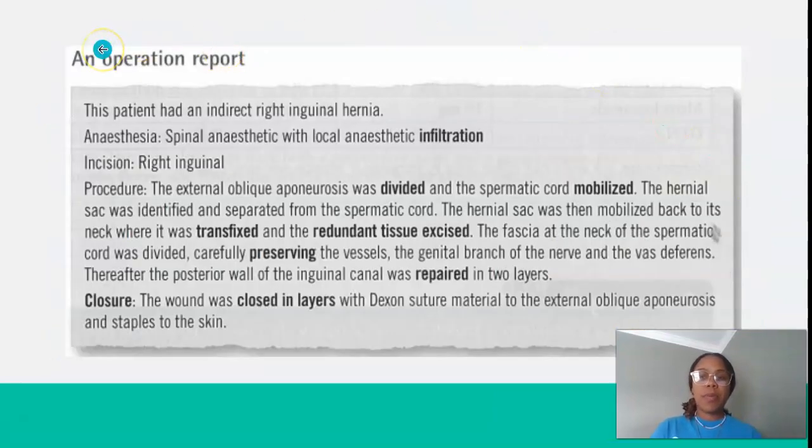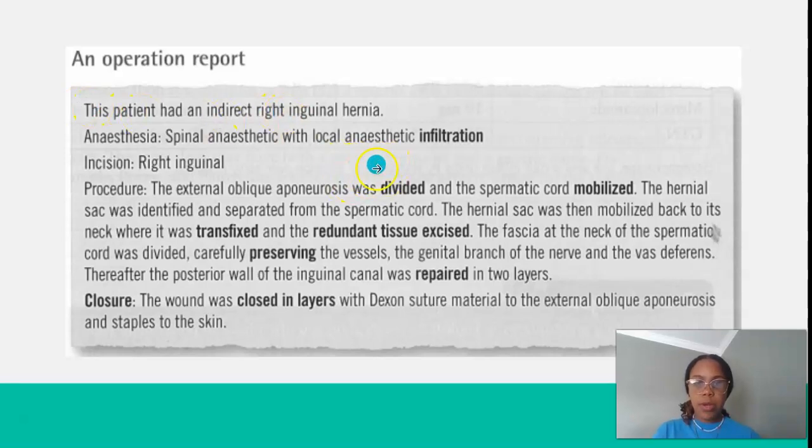An operation report. This is an example that we have in the book and says this patient had an indirect right inguinal hernia, anesthesia, spinal anesthetic with local anesthetic infiltration, and the incision is right inguinal. Procedure: the external oblique aponeurosis was divided.